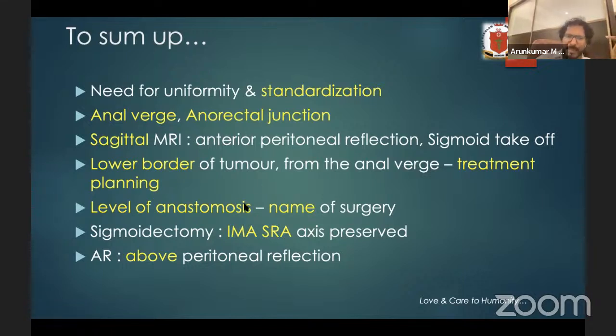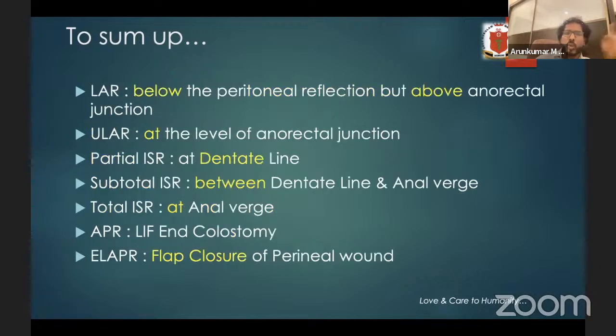Just to summarize, in sigmoidectomy, usually the IMA superior axis is preserved. Anterior resection, the anastomosis is above the peritoneal reflection. Low anterior resection, somewhere between the peritoneal reflection as well as the anorectal junction. Ultra low means at the level of the levator ani confluence into the rectum, the anorectal junction. Partial ISR at dentate line. Subtotal ISR between dentate line and anal verge. Total ISR exactly at anal verge.